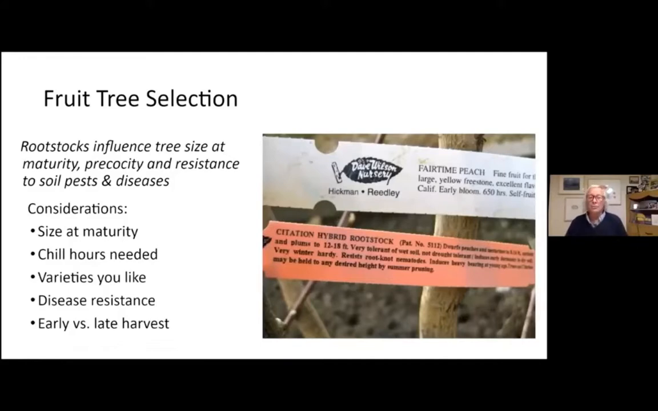So a dwarf rootstock tree will be smaller. You can get more trees in a given space. It'll come into life smaller. It makes it easier and safer to take care of. It'll come into bearing earlier.